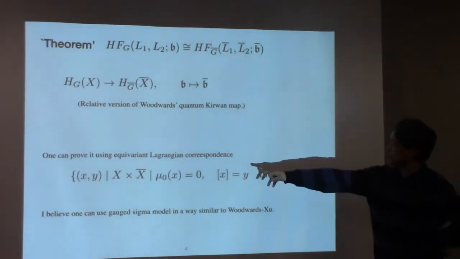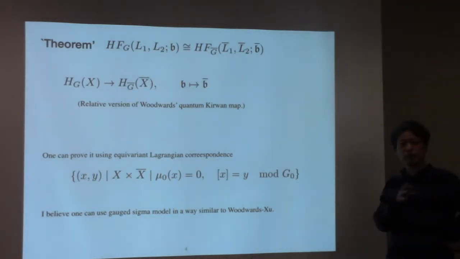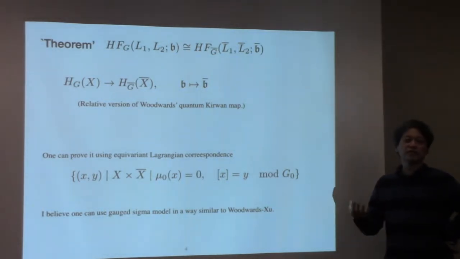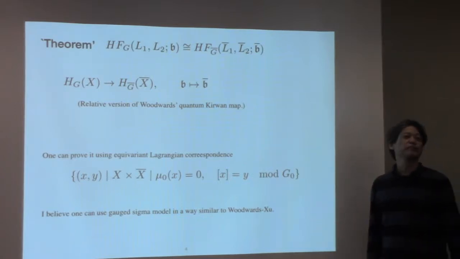Because this set, {(x, y) in X × X̄ : μ(x) = 0 and the equivalence class of x is y}, is something like a submanifold in the product space. And if you calculate easily, this is a Lagrangian submanifold. And there is a general story that a Lagrangian submanifold corresponds to, gives, an A-infinity functor. And one can prove that it gives this equivalence.